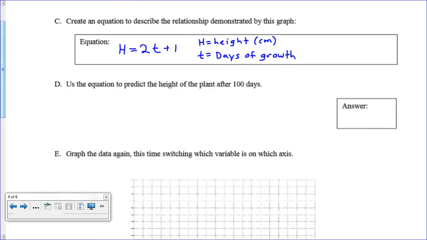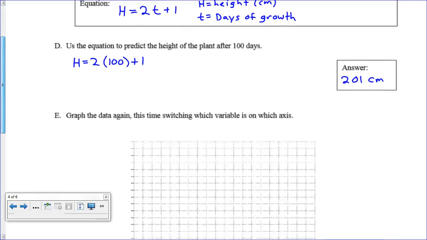So it says use this equation to predict the height of the plant after 100 days. So we're just going to plug in values here. What they've given us is the time, or the days of growth. So H is going to equal 2 times 100 plus 1. And if you go through and calculate that, you should get 201. And since we're calculating height, it should be in centimeters. 201 centimeters.